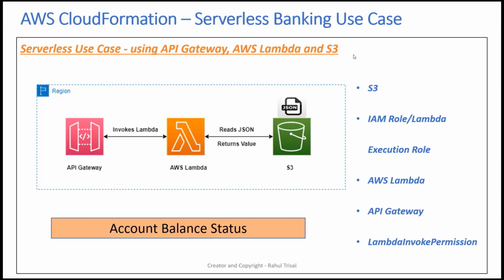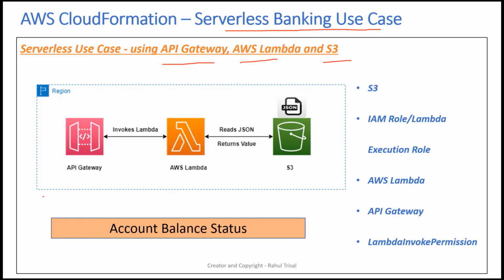Let's take a look at the architecture now on what we're going to build. In this lecture, I'm going to walk you through the serverless banking use case that we are going to develop in the next few lectures using CloudFormation. So we're going to use the AWS API Gateway, AWS Lambda and S3 bucket.